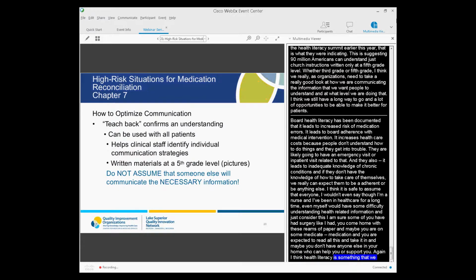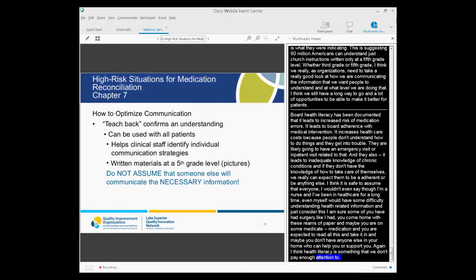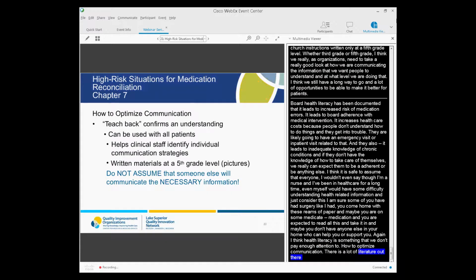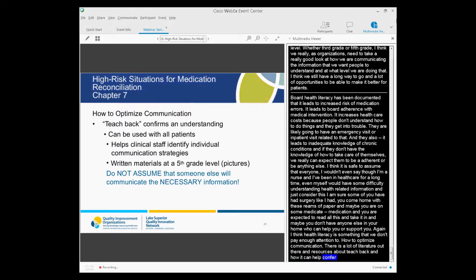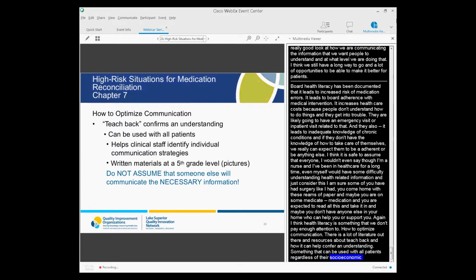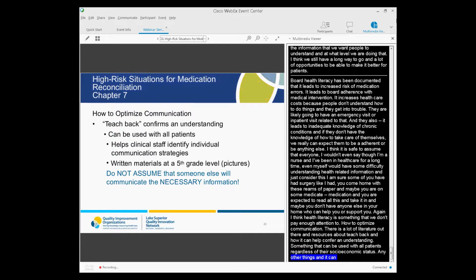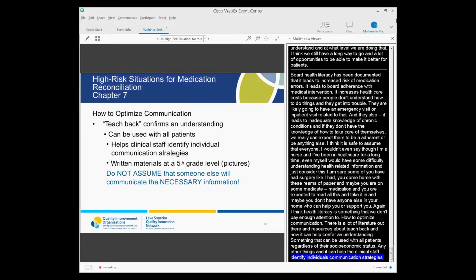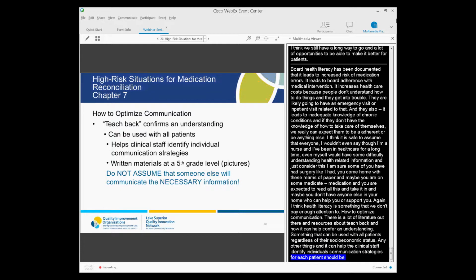So how to optimize communication. There's a lot of literature and resources about teachback and how it can help confirm understanding. It's something that can be used with all patients regardless of their socioeconomic status or anything else, and it can help the clinical staff identify individual communication strategies for each patient. And it should be written at least at a 5th grade level, maybe even less, and pictures can be very helpful.